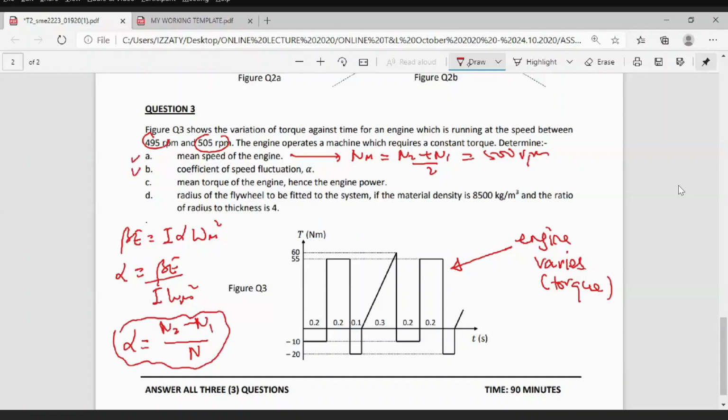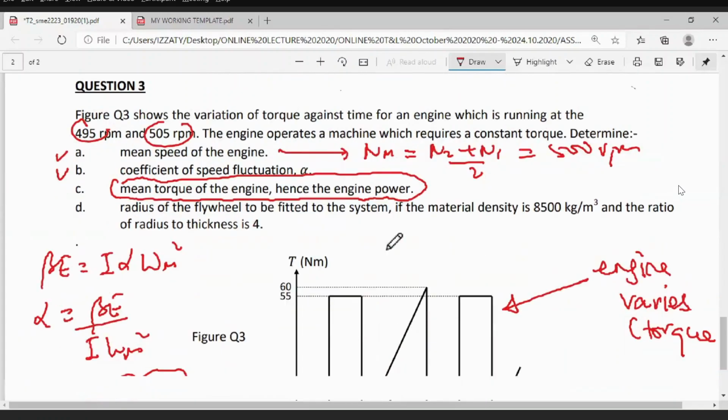This one is calculated. This one is the mean torque. This one you cannot run away from, you need to do the energy analysis. So how is it? Let me make it bigger here.